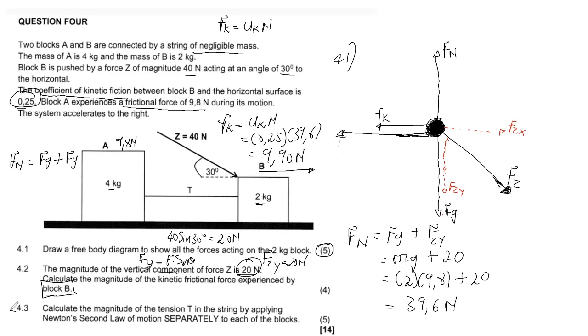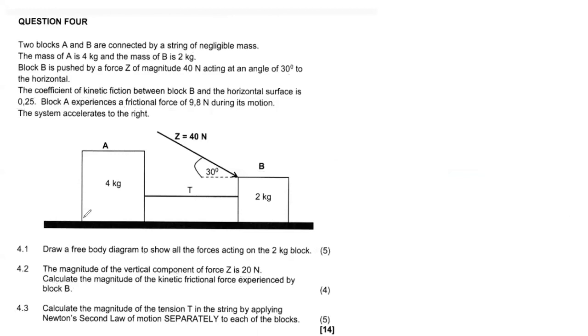Then let's now proceed with 4.3. For 4.3 now, let me just erase all of this. They say calculate the magnitude of the tension T in the string by applying Newton's second law of motion separately to each of the blocks. Now we can say that tension T here is combining these two objects, right? Every time in these questions they ask you to calculate the tension and you are not given the acceleration, just know this, that you have to apply simultaneous equations. Hence they say you apply Newton's second law of motion separately.